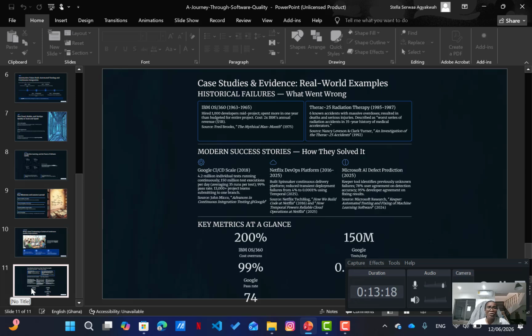To conclude, software quality has evolved from simple debugging practices in the 1940s to today's AI-assisted quality engineering. Each era has contributed valuable lessons that help us build more reliable, secure, and efficient software systems.